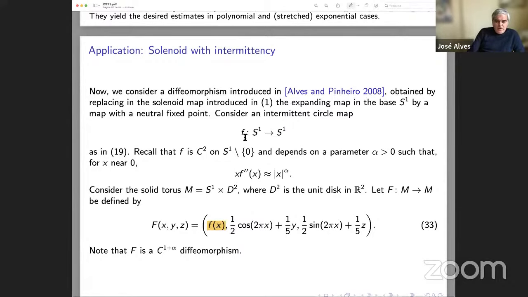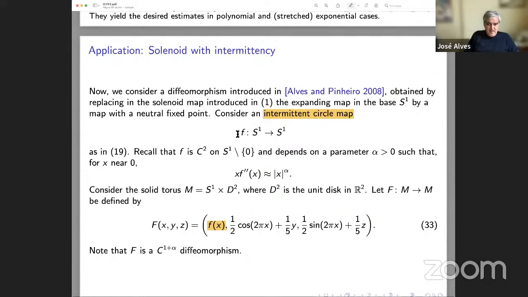And we replace the expanding map by one of those maps that I consider the intermittent circle map. So for instance, go to 2x mod 1 and in the fixed point, you make it tangent to the diagonal. Okay, so this is the intermittent circle map, and we obtain some results for this intermittent circle map. So this is what I call solenoid with intermittency. So the intermittency appears in the base dynamics, thinking of the solenoid map as a skew product.